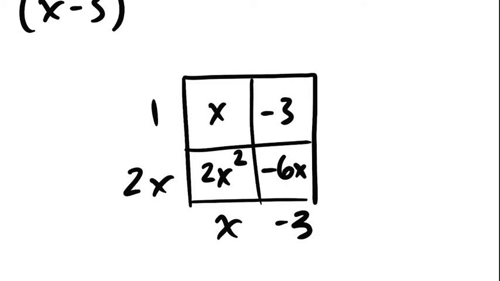Here you go, negative 6 times x. So now that I know what the area of each individual piece is, I do know that 2 of these areas can be combined because they are like terms. So I'm going to add these areas together to get the value of this product.